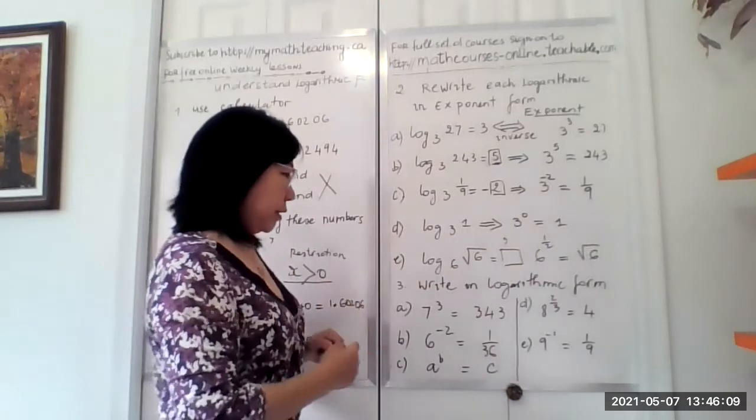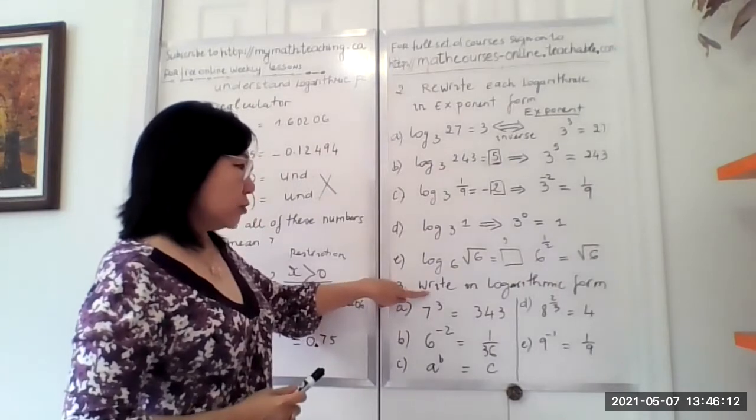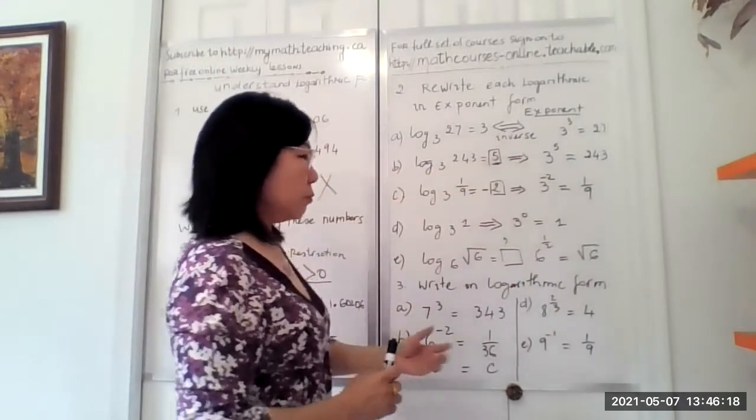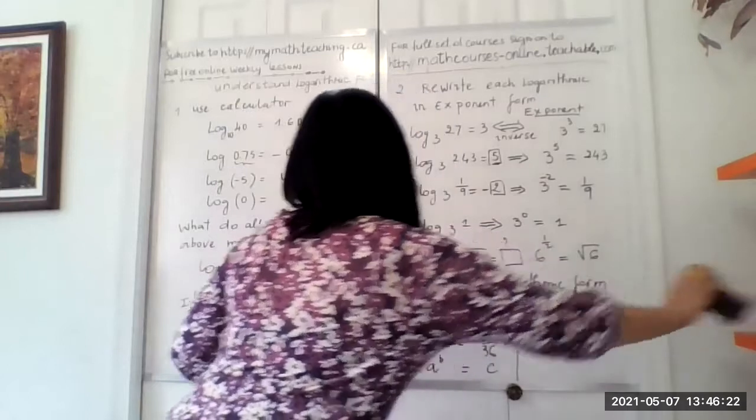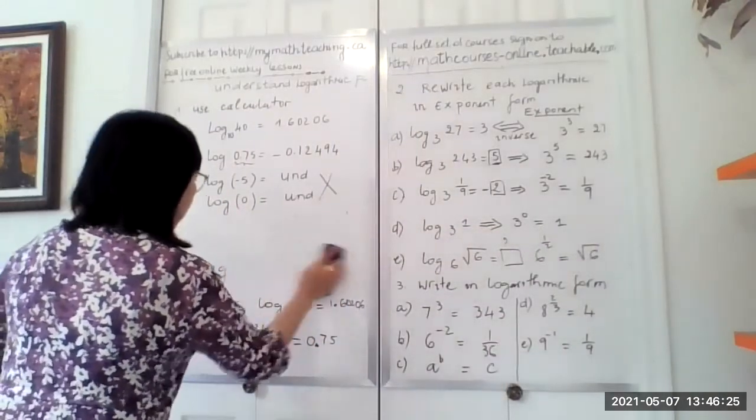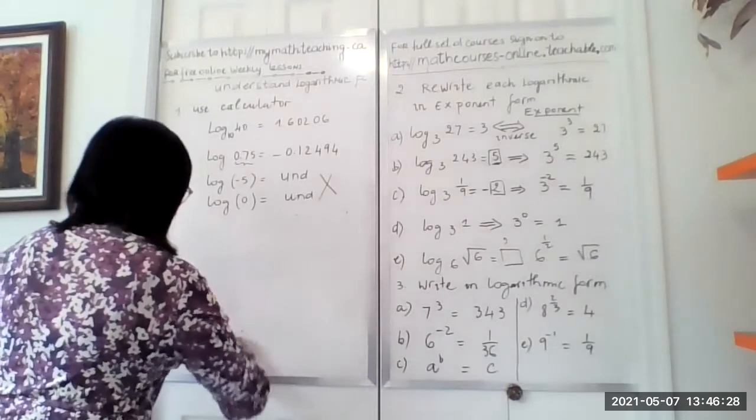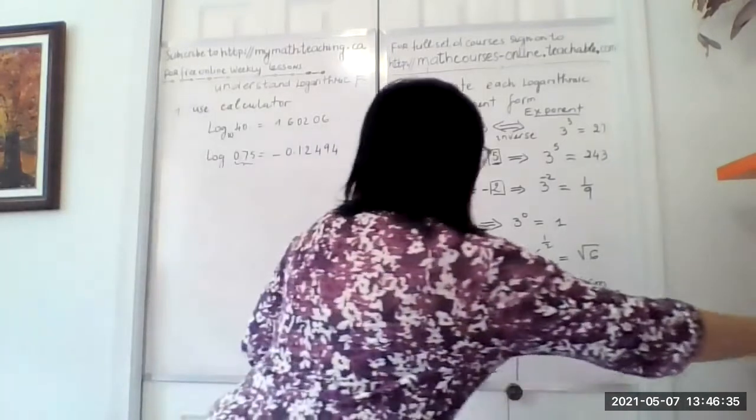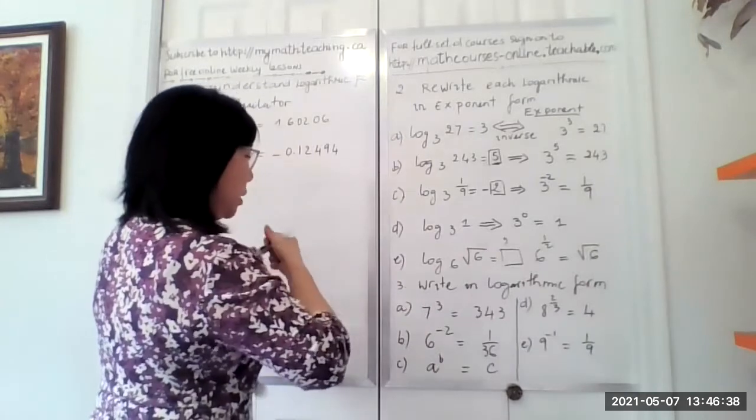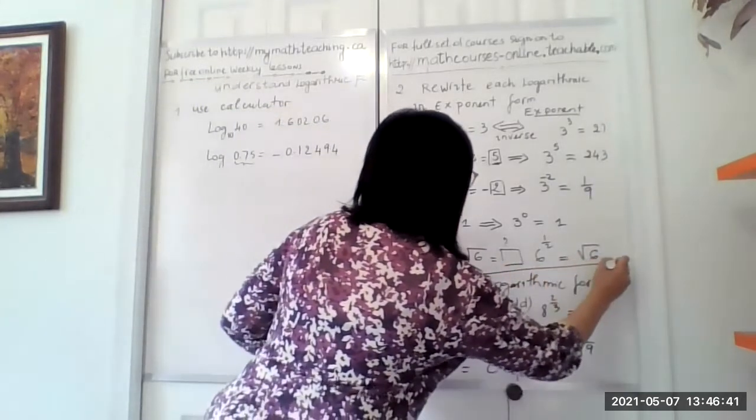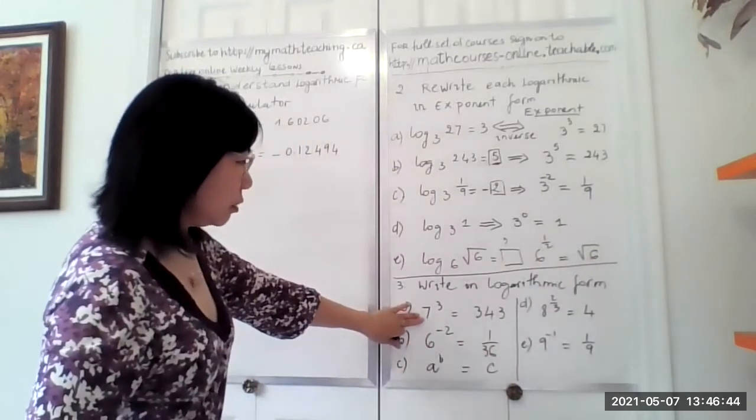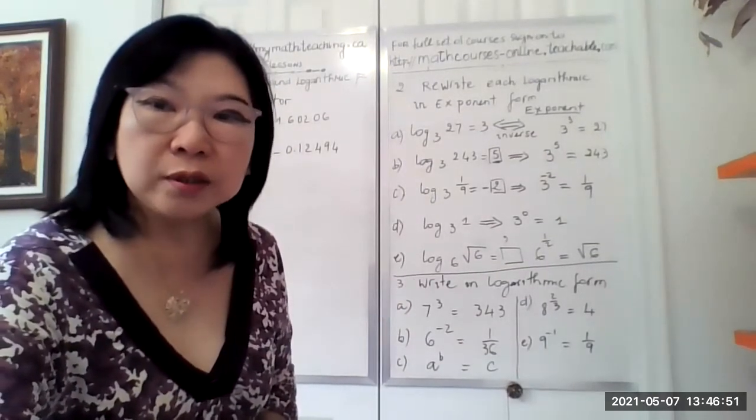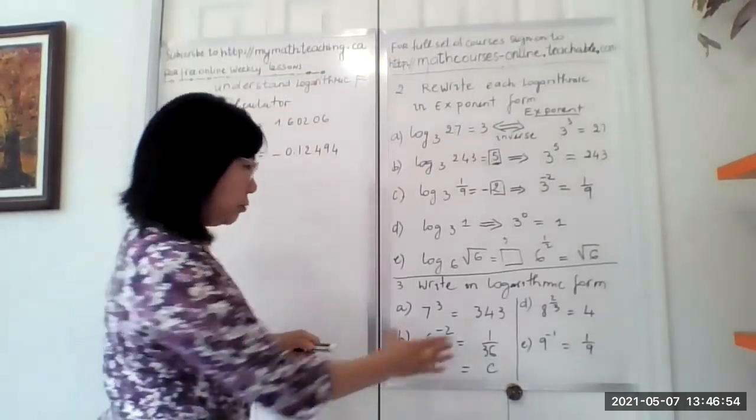The next question is number 3. I asked you to write in logarithmic form. So now we go backward. Here we went forward to exponent. Now we go backward to the logarithmic. So let me erase this. So let's do part 3 here. Part 3, we go backward. So given our form in the exponent form, we are asked to write in logarithmic form. So how do we do that?